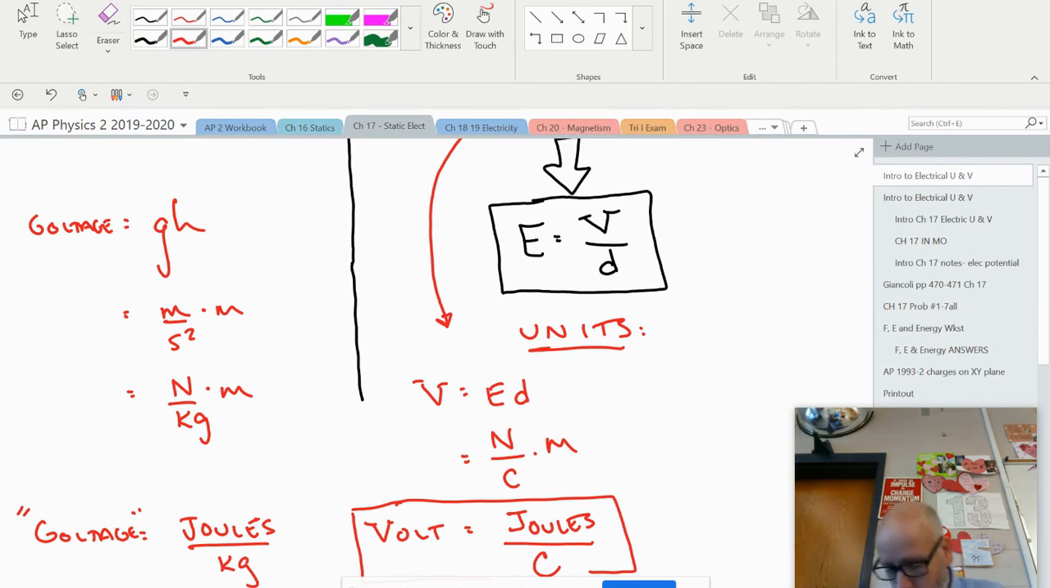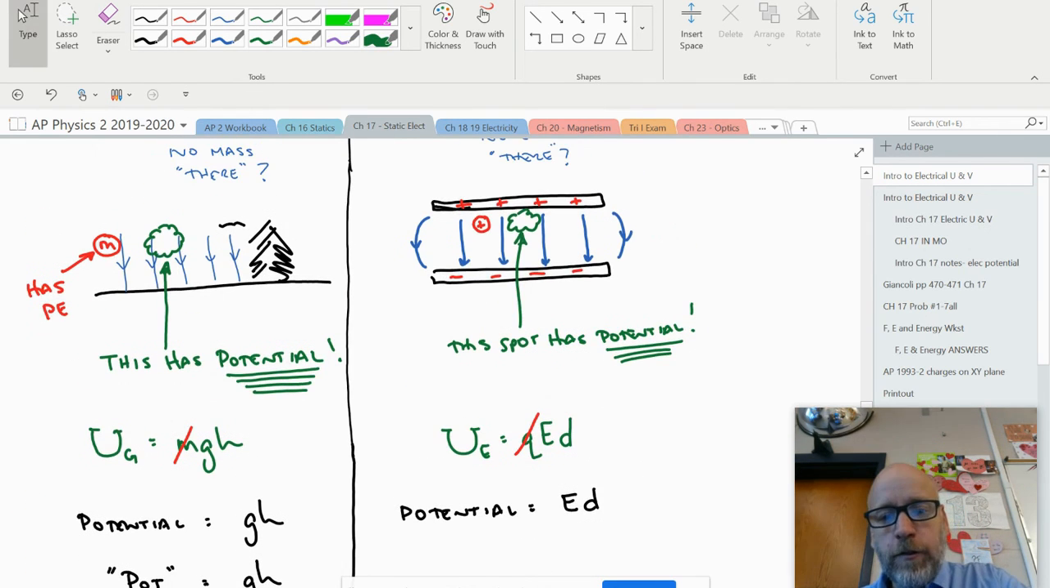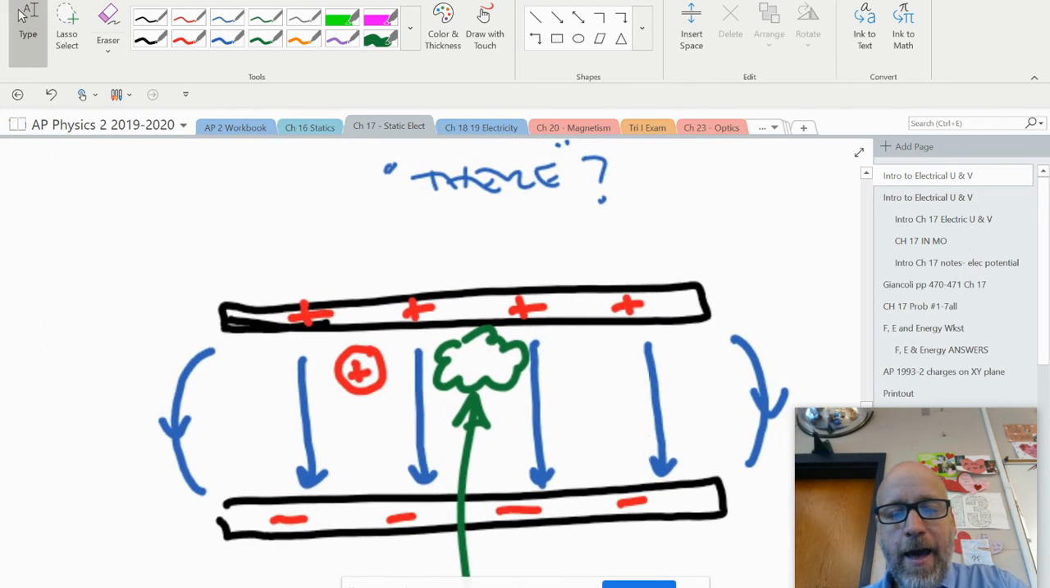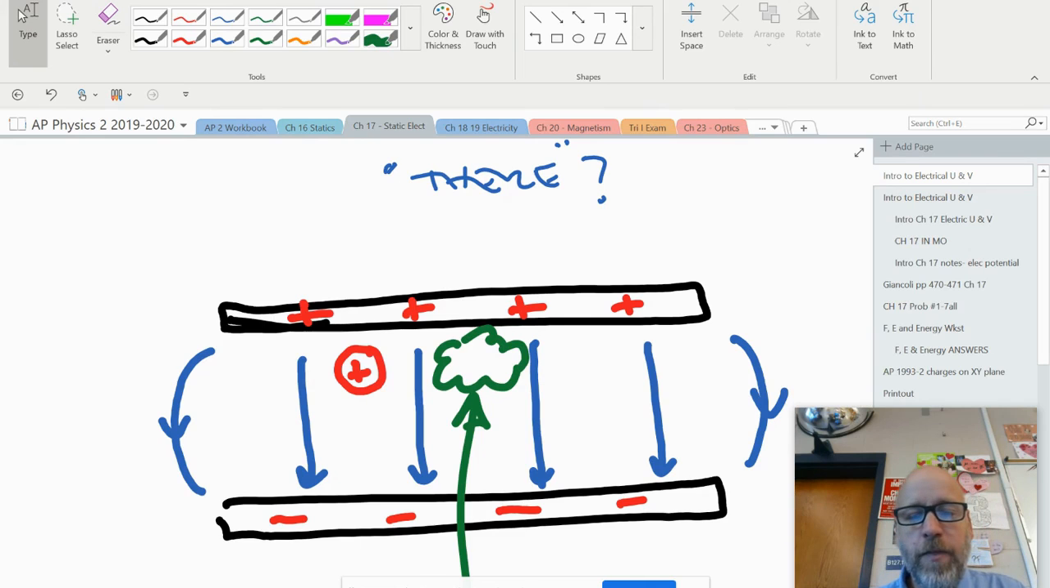When we talk about charges in a field, that point in space in that electric field has potential. And if I place a charge in that spot, it would then have potential energy. And what is that potential energy going to convert into? That's right, kinetic energy. Yeah, motion. Good. And we'll get into what that means later.